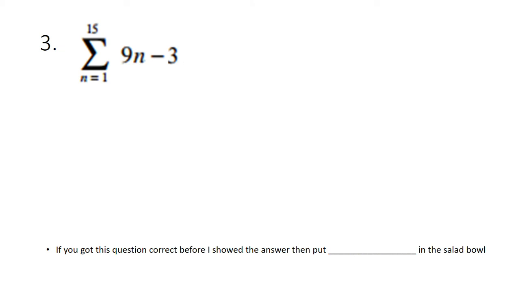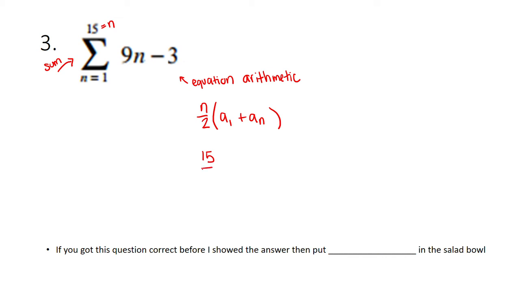This time we have the sigma. So we have the sum starting at 1 to 15 of 9n minus 3. Remember, this right here is our equation. And that equation is arithmetic. So for the sum, because this sigma stands for sum, we have to use the equation n divided by 2, a sub 1 plus a sub n. The n is always the top number, so that is 15 divided by 2. We have to find a sub 1 by plugging in the lowest number, which is 1, into our equation. Our a sub 1 in this case is 6.